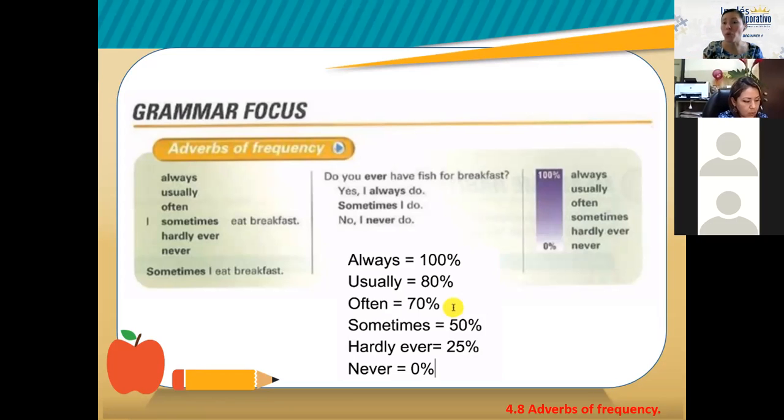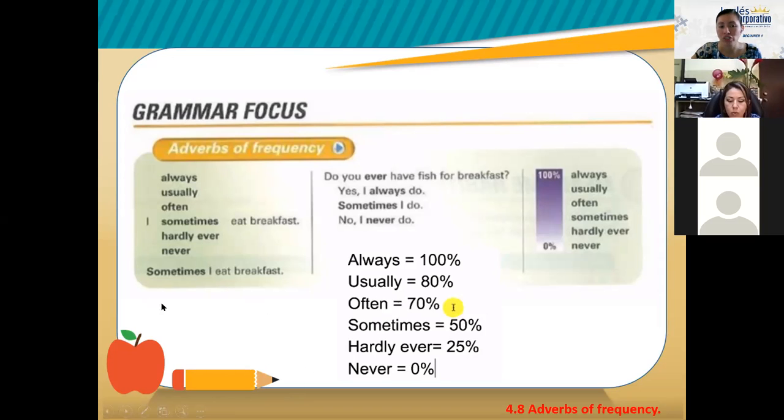So if we're saying always, it means that we're going to do something 100% of the time, right? If you say usually, that's not going to be 100%. That's going to be around 80% of the time, right? Often, a menudo, right? That's going to be 70%. Sometimes, you know, 50%, hardly ever, 25%, and when we say never, it's because we have zero, right? We have zero with that type of frequency.